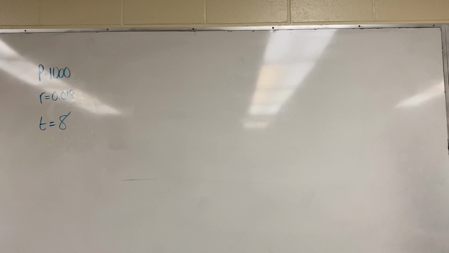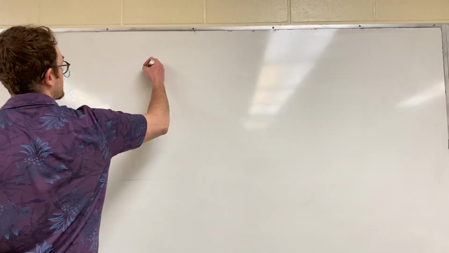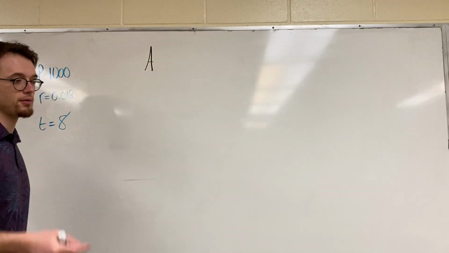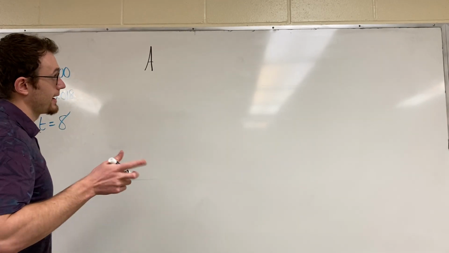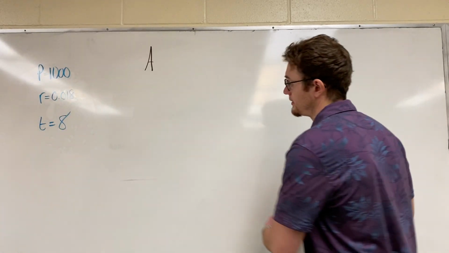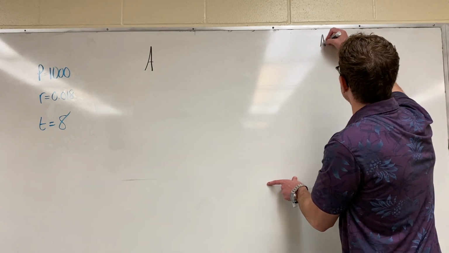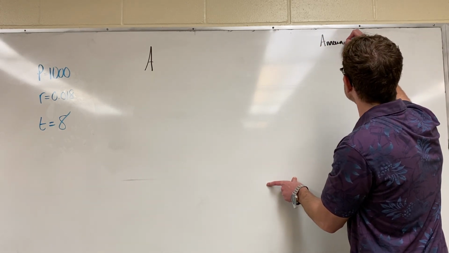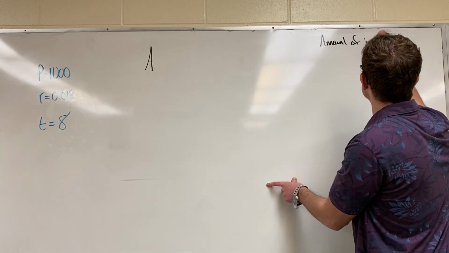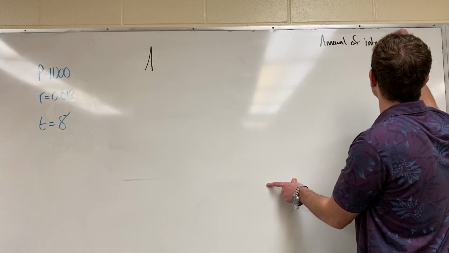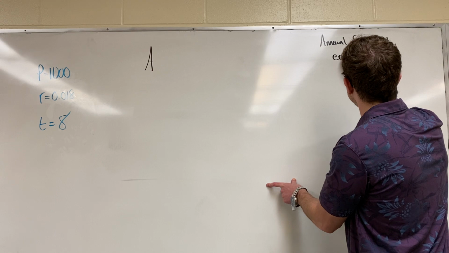Black marker again. So we have A, because we're trying to find the total amount. Actually, I need to write this over here. The question, if you go back, I wanted to find the amount of interest. So we want to know amount of interest earned.